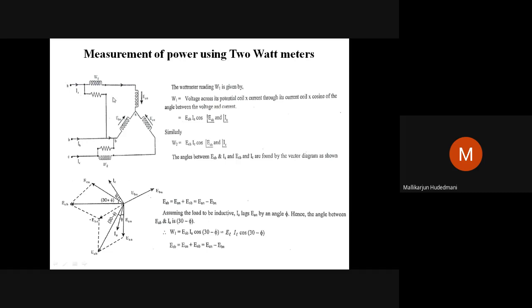Then it becomes necessary for us to understand how the phase angle between EAB and IA is obtained. Similarly, for the instrument in phase 3, that is C, I have installed the current coil in series, correct? And a potential coil across C and B. So this is functioning at VCB and IC, with the angle between ECB and IC.